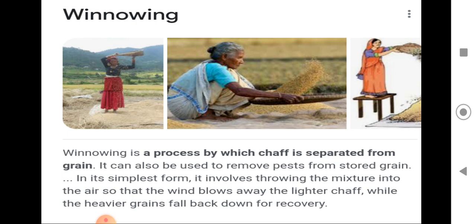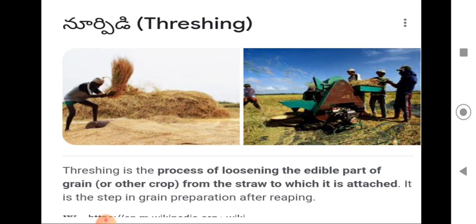In the previous method, hand picking, we saw that it depends upon the size, with smaller and bigger particles mixed together. Here the lighter particles and the heavier particles are mixed together. One way is winnowing. Now another one, threshing, is the process of loosening the edible part of grain from the straw to which it is attached. It is a step in grain preparation after reaping.